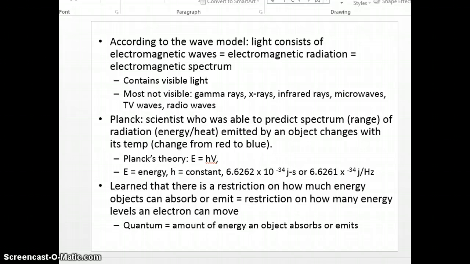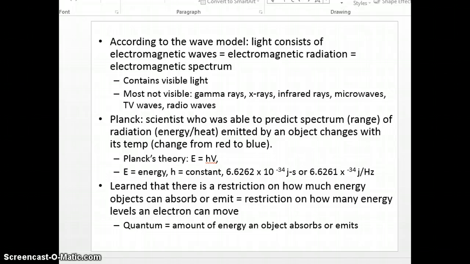So again, there's a restriction on how much energy something can take in or give off, and that restriction is due to those electrons. Those electrons can only move so many levels. Depending on if they're going up a shell or down a shell would determine if they're giving off or taking in energy. And again, it depends on what they're reacting with also.